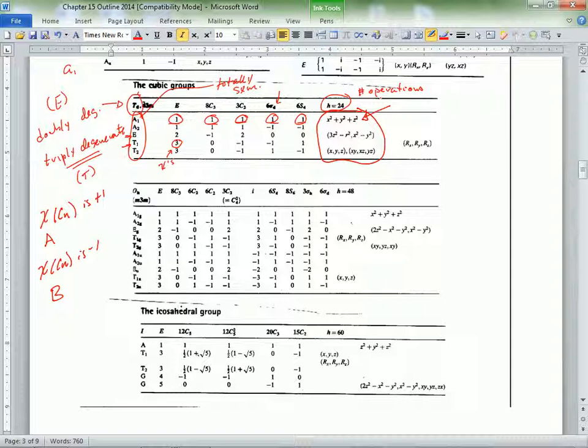That's what they want you to realize. Okay? And so that's what I want you to realize, that these x, y, and z, these are p orbitals, right? So that's on page 359 and 358.